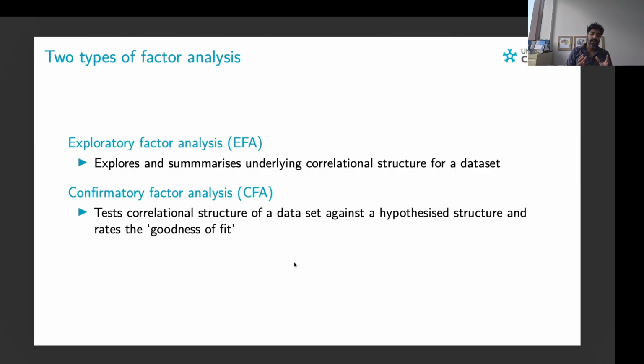So in exploratory factor analysis, theoretically, you don't really have a sense of what you're expecting. You summarize the underlying correlational structure of the data set and get a sense of, okay, these could be the factors. In confirmatory factor analysis, you actually have a good sense of the structure of the data set, and you're testing the structure of your data against your hypothesized structure, and then you see how well it fits. That is the goodness of fit.